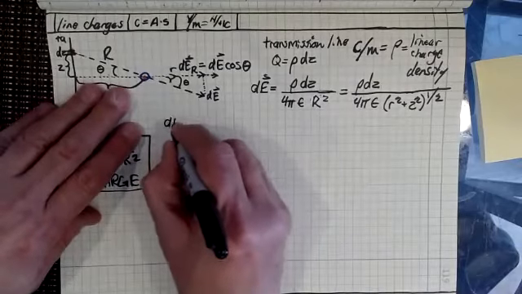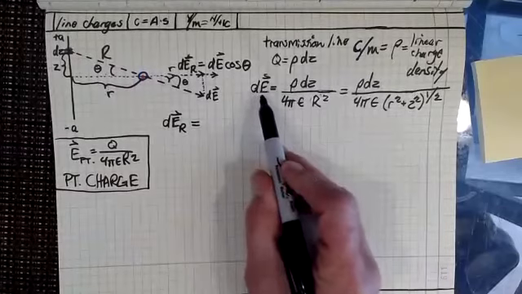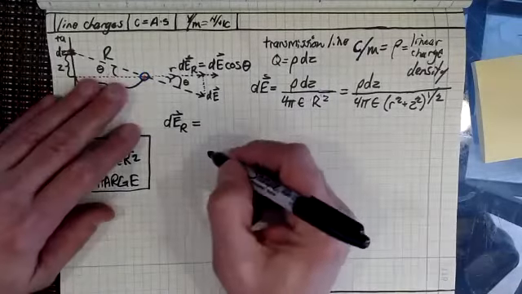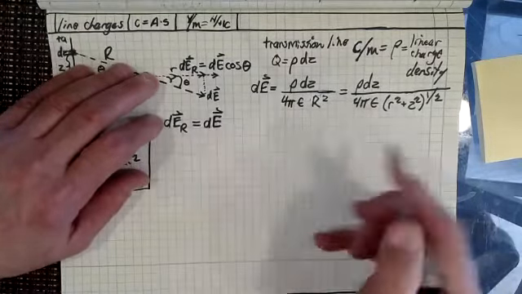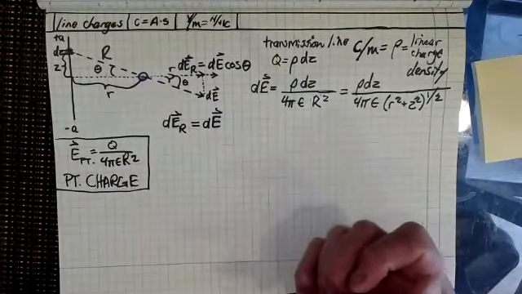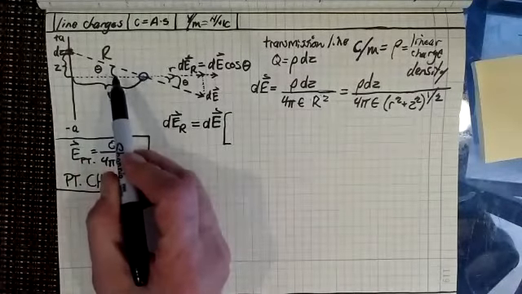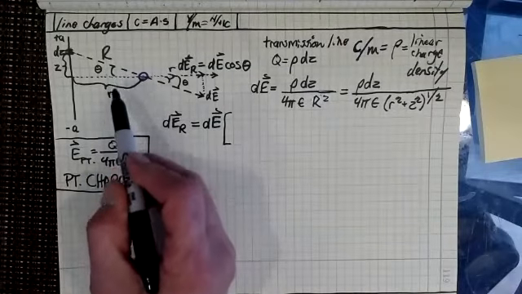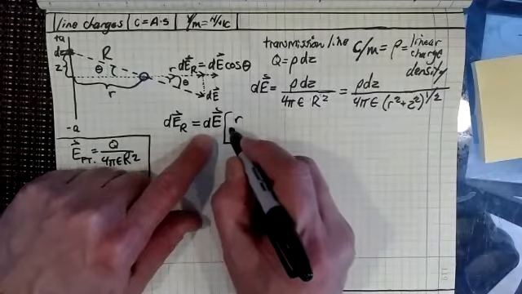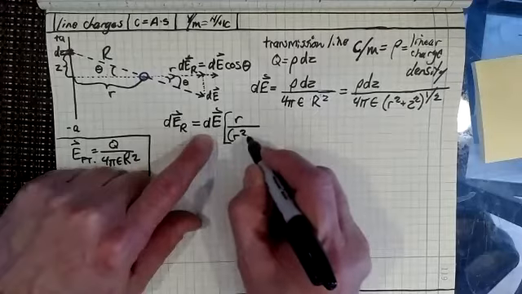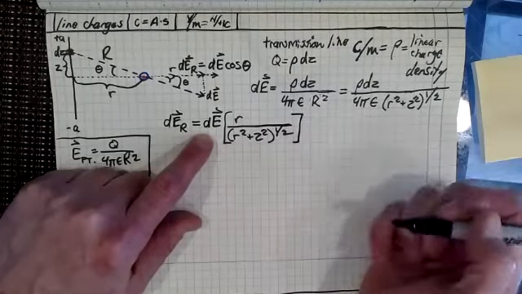Now, let's say that I wanted to find out dE in the radial direction, right? This one up here. And isn't that just dE cosine theta? So let's just write that out. If we've got dE cosine theta, then that would be dE, which we've got right there. And what is the cosine of theta? Well, if I look at theta right here, I see that the cosine of theta is actually r over the hypotenuse. So the cosine of theta is r over the square root of r squared plus z squared. Right? Does everyone see that?